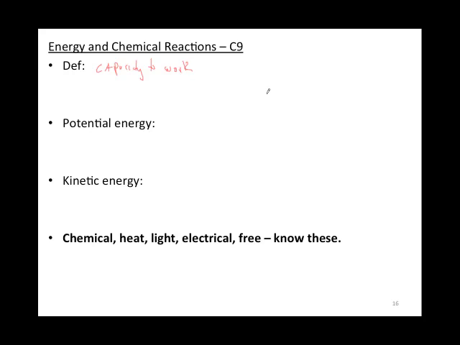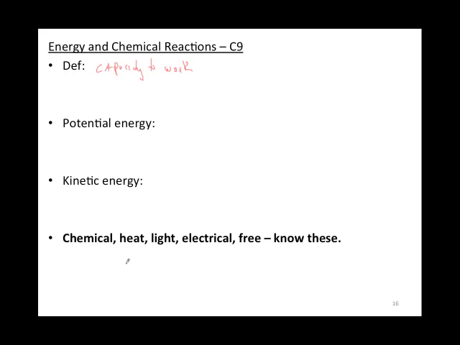And there are different types of energy. And those are listed down here. Chemical energy, which would be the energy that's contained in chemical bonds. The bonds between atoms, when they break, they release energy. That energy can be used to do work. Heat is a form of energy. Light, electrical energy, and then there's free energy. Please make sure you know these.